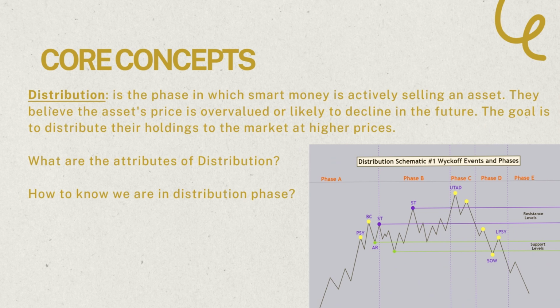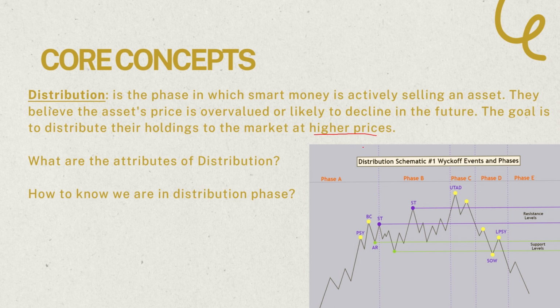Distribution is a phase in which the smart money is actively selling an asset. It's like the opposite of accumulation. Distribution is the opposite of accumulation. Please take note. The institution believes that the asset's price is overvalued, that is, overbought, or likely to decline in the future. And the goal is to distribute their holding to the market at a larger price.